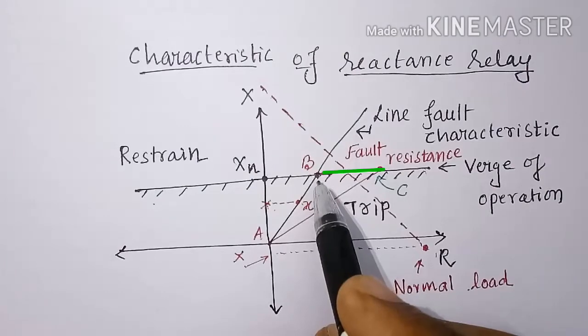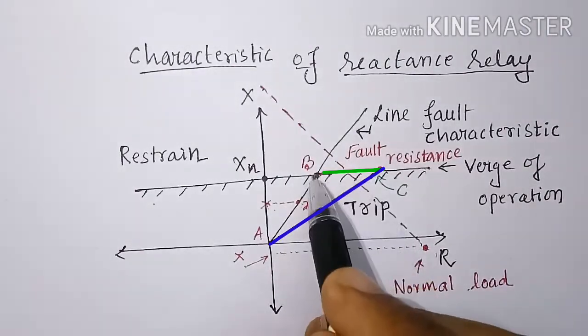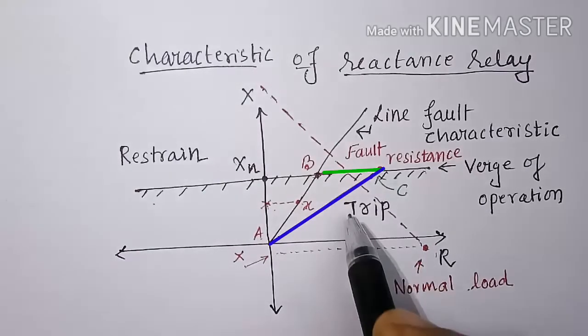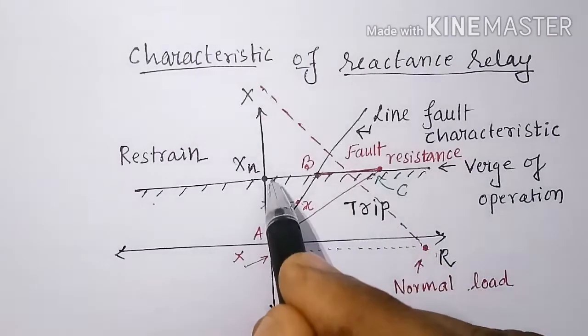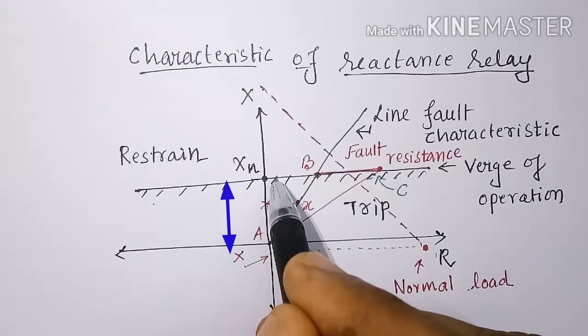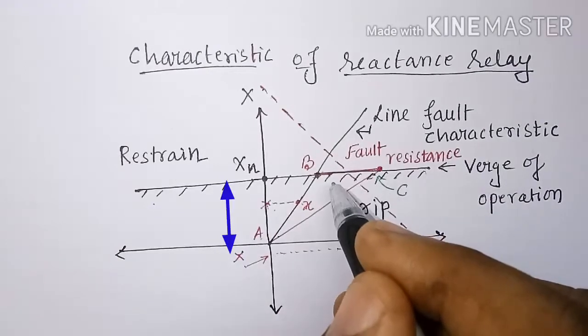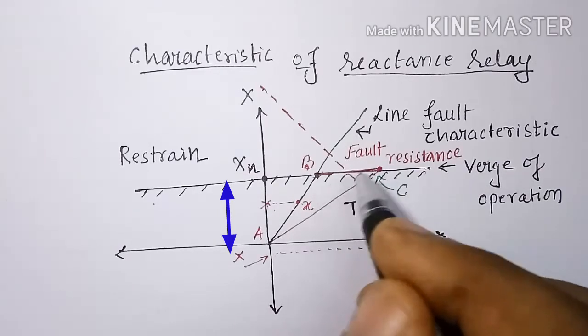So the impedance of transmission line now gets modified from AB to AC because fault resistance is added. But it may be observed that the corresponding reactance is still equal to Xn only. It has not changed. The reactance has not increased. So the reactance relay will be on the verge of operation.